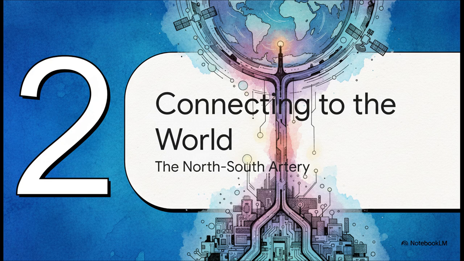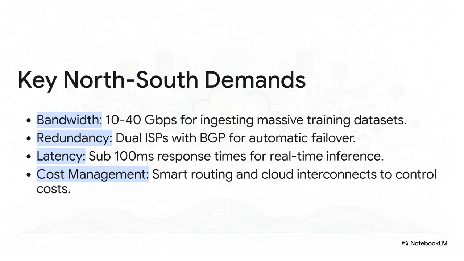Let's take a closer look at that north-south connection, shall we? This is the artery that connects your whole AI cluster to the outside world. And believe me, its unique demands can make or break your user-facing apps. North-south traffic is a real tricky balancing act. On one hand, you need massive bandwidth. We're talking 10 to 40 gigabits per second, just to pull in those huge training data sets. But at the same time, you need it to be rock solid and reliable, which usually means having two different internet providers for automatic failover. And so critically, you need low latency. For anything happening in real time, every millisecond counts. The goal is usually under 100 milliseconds for a user to make a request and get a response.